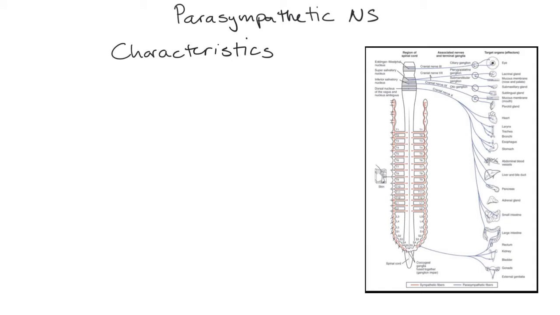All right, so some of the other characteristics then, when you look again at our figure here, our parasympathetic nervous system is craniosacral in origin. Most of them come off of cranial nerves, above the chain ganglia of the sympathetic nervous system, or towards the bottom, sacral nerves.